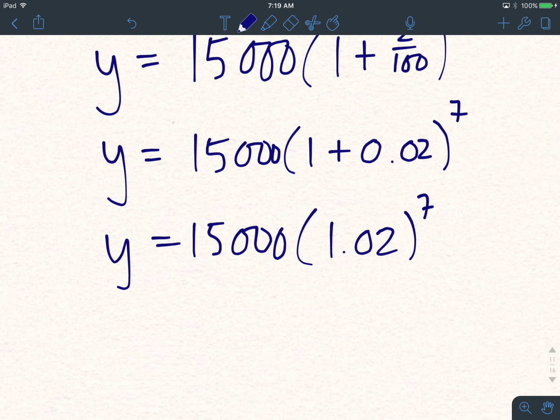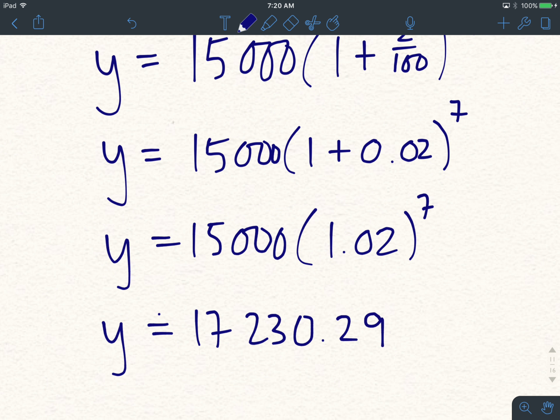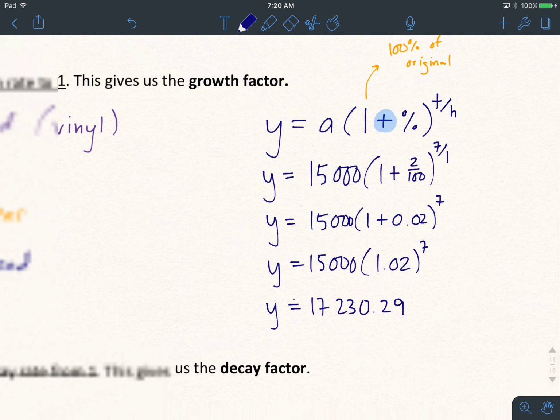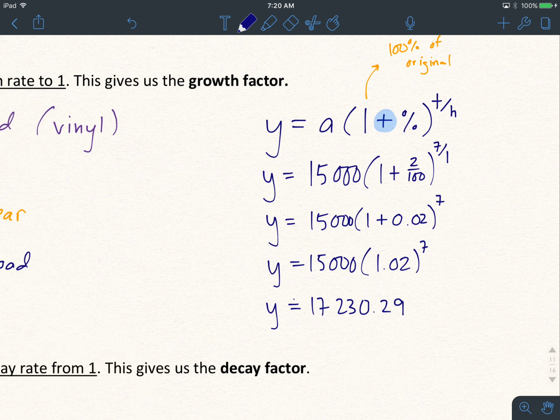So there's my 15,000 times 1.02 to the exponent, and I normally would open a bracket and do 7 divided by 1, but I'm just going to pop in a 7 this time because it's pretty straightforward, and that's going to give me y is equal to approximately $17,230.28501, so we're going to go 29 cents. So that's what Abbey Road will be worth in 7 years' time.